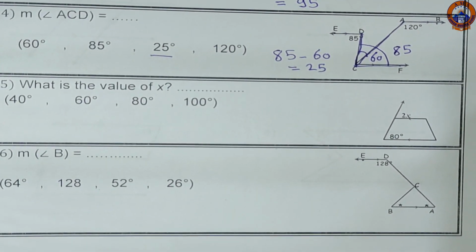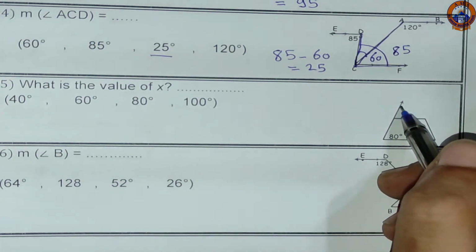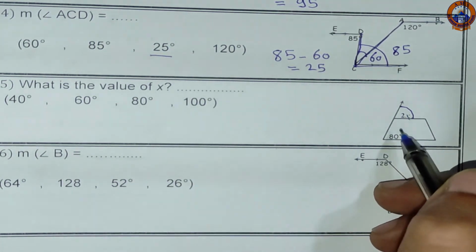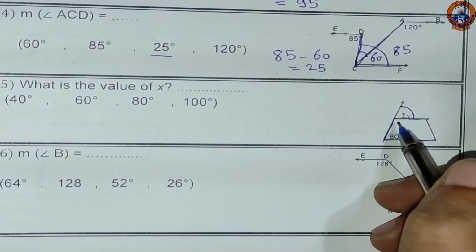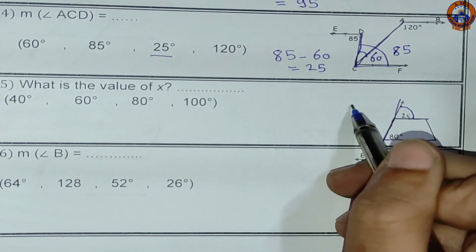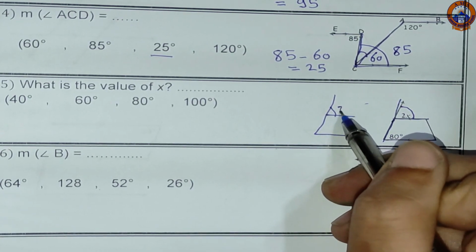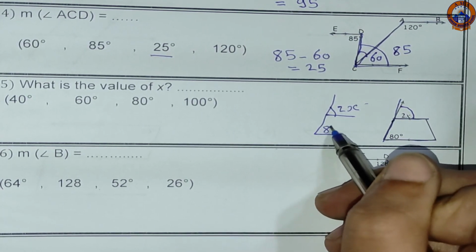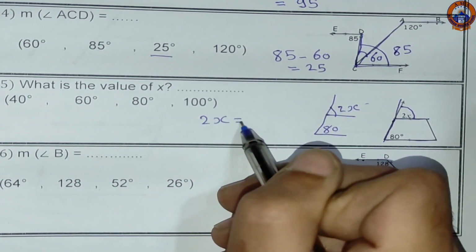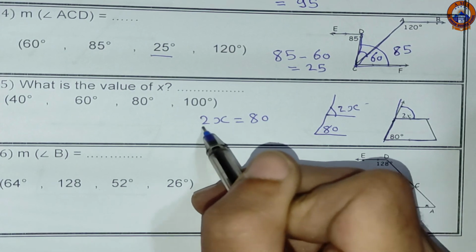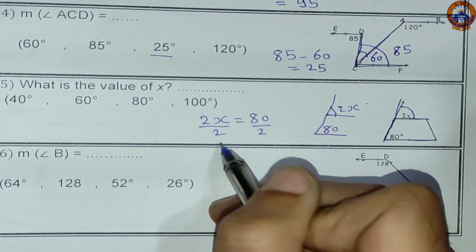Next question, we need to find the value of x. We have this angle equal to x, and it is corresponding like the F letter, but it's a flipped F letter. We have this angle is 2x and this angle is 80. They will be equal, so we have 2x equal 80, and from it we divide by 2, so the angle x equals 40.